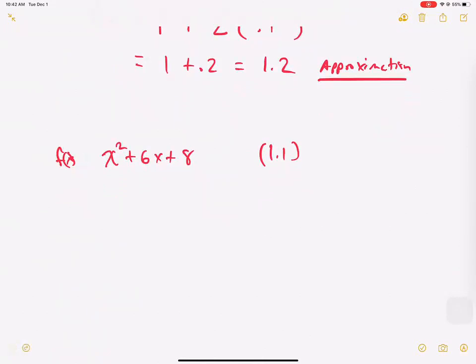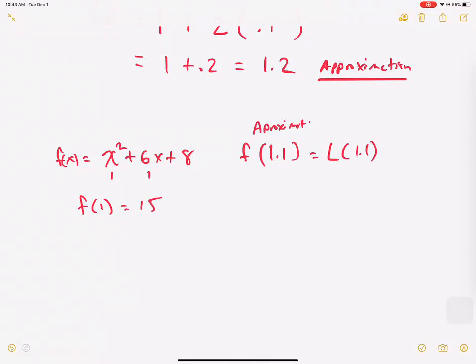So our function here is f of x equals x squared plus 6x plus 8, something a little harder. I want you to approximate f at 1.1, and essentially we are going to use linearization. 1.1 would be a harder value, so instead let's use what value? Use 1, right? Wouldn't 1 be easy? So what is f at 1? 1 plus 6 plus 8, that's 15.